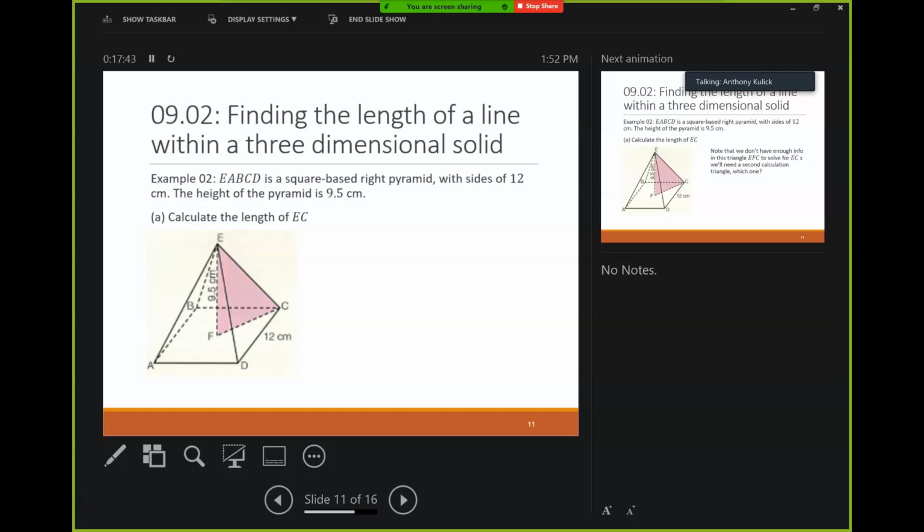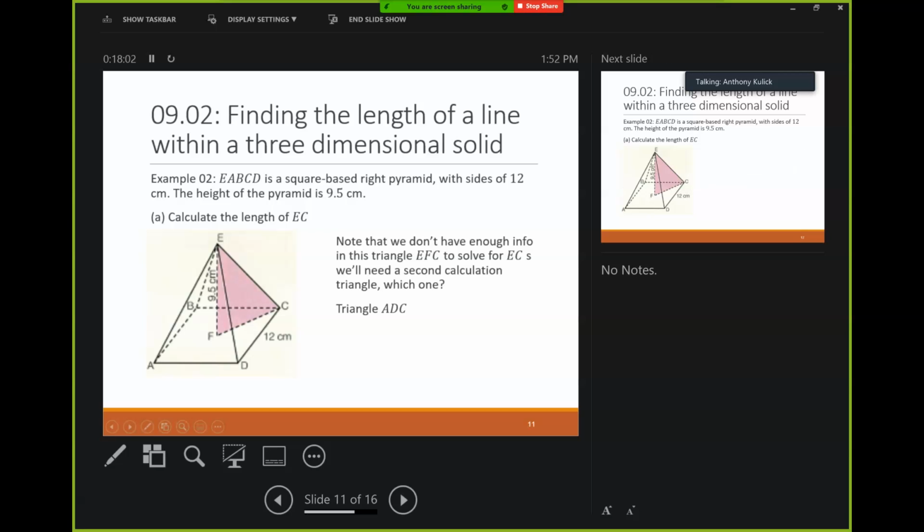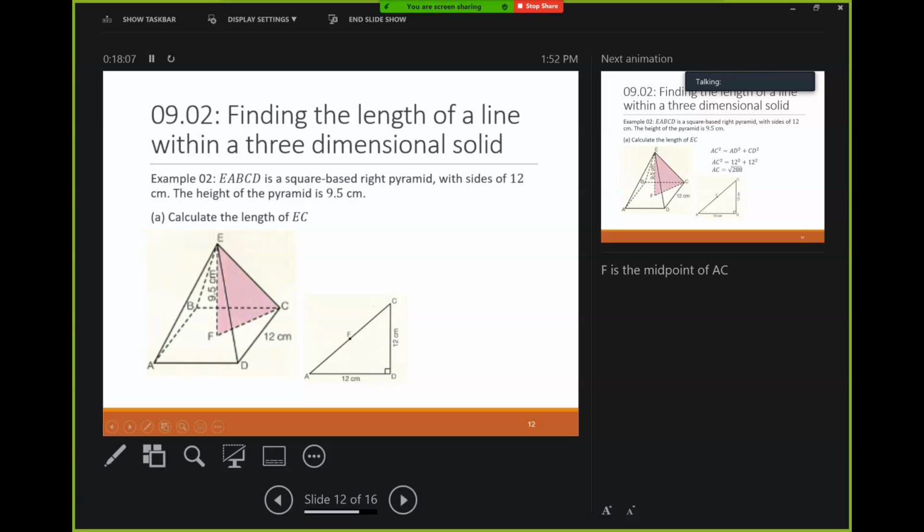Now, we don't give you that situation in this course, but I just want to point that out to you. Yes, you're correct in this case that F does bisect that diagonal AC, but that doesn't have to be the case. It's purely because this is a right pyramid. Okay, so we mentioned that. We're going to use triangle ADC. So there it is. We can find AC really pretty easily, and then to get FC, we just divide that in half.